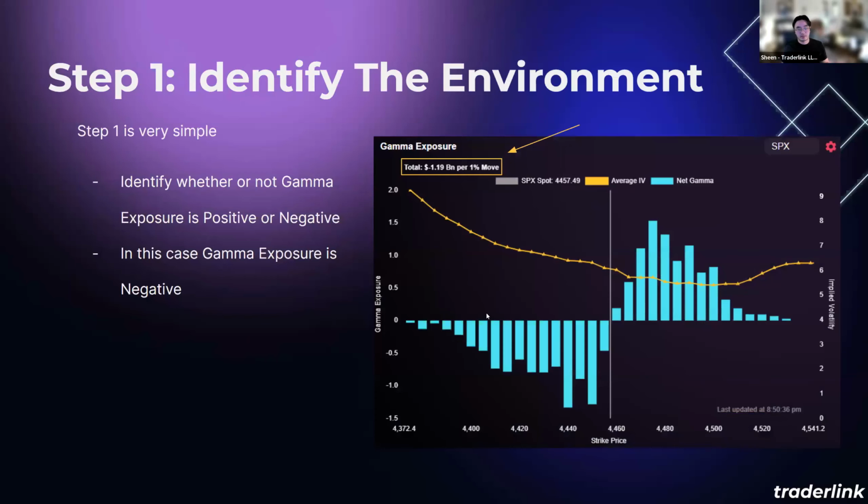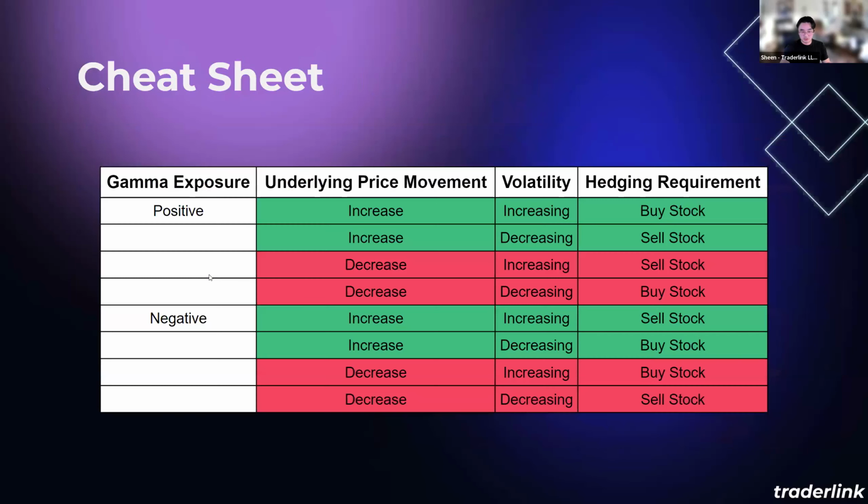So getting into it, step number one is identify the environment. How? You want to identify whether or not gamma exposure is positive or negative, and it is squared right here with an arrow pointing at it, so you cannot miss it. So in this case, gamma exposure is negative, right? Step one is complete. For the cheat sheet, we'll go back a slide. So we identified, okay, gamma exposure is negative.